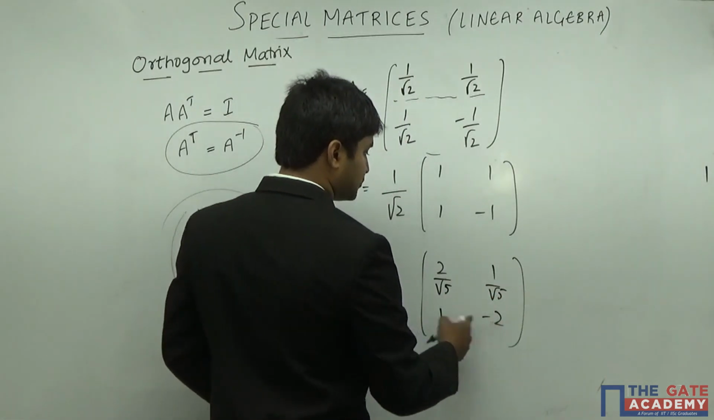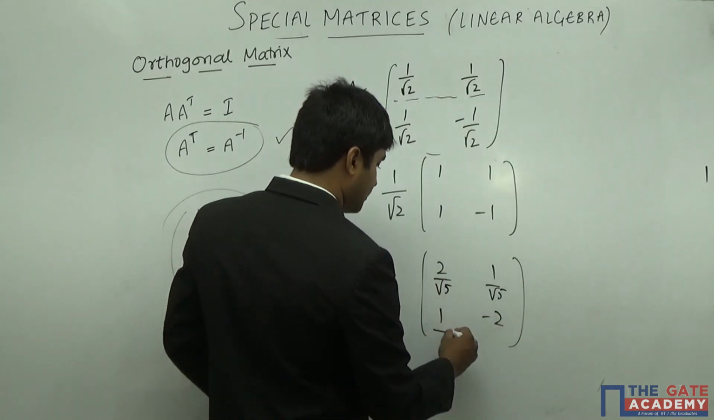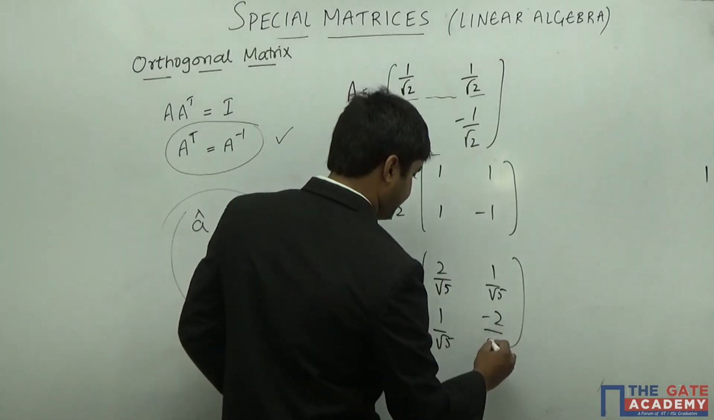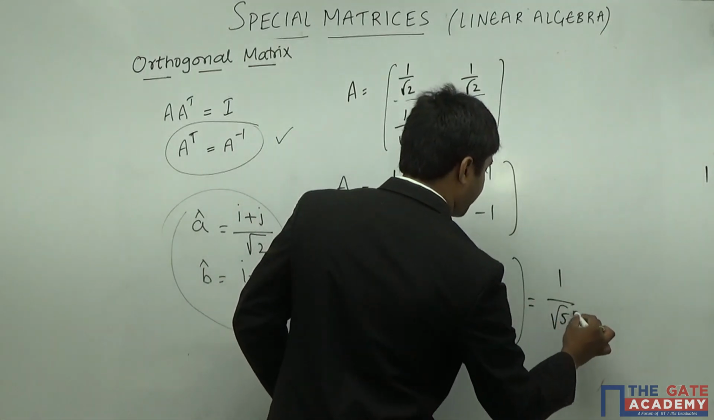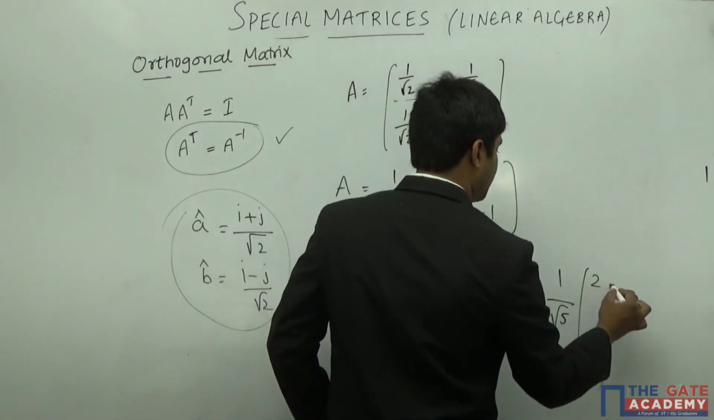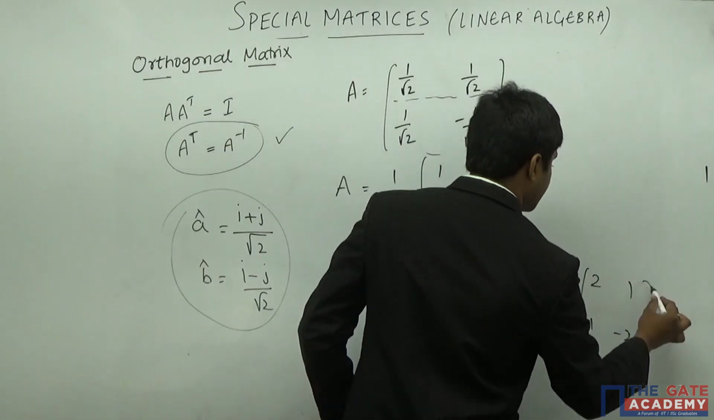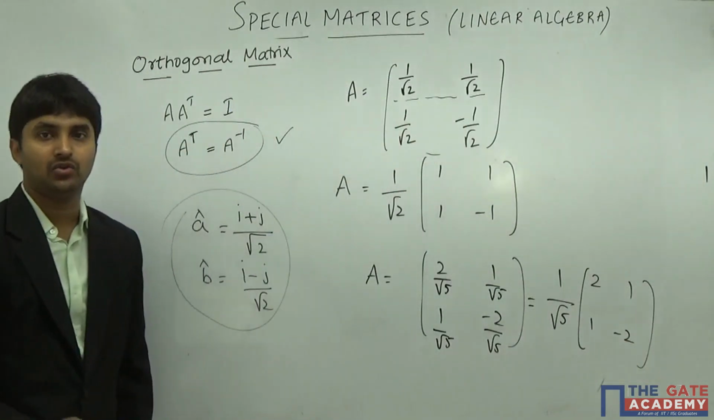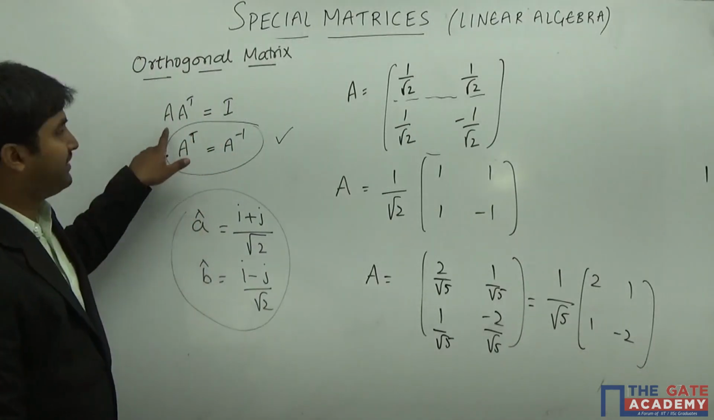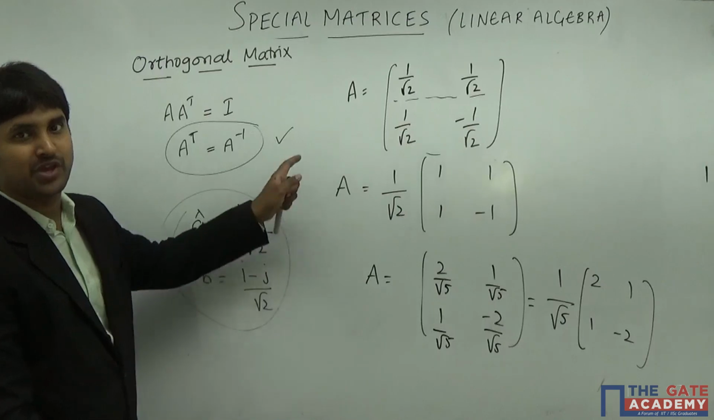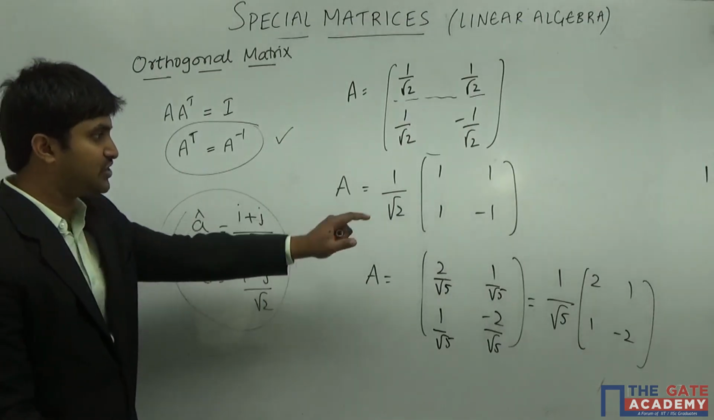Here also it is going to have an identical magnitude. Now bring the root 5 outside. Now you'll have 2, 1, 1, minus 2. This is also an orthogonal matrix. Now how do we test whether it is orthogonal or not? The matrix multiplied with its transpose should be equal to an identity matrix. You can check with the first one.